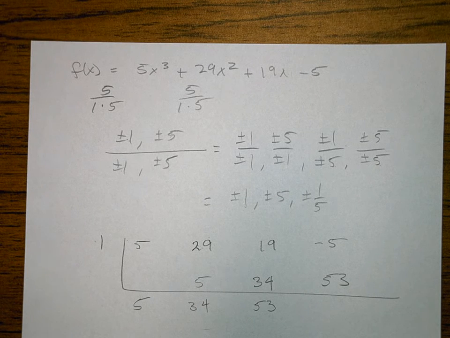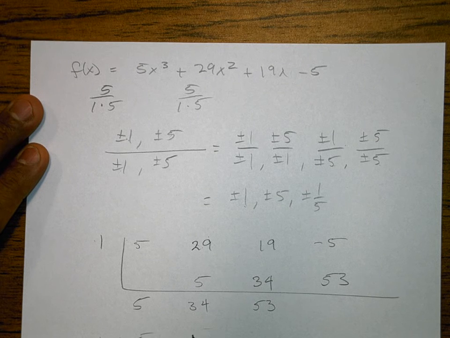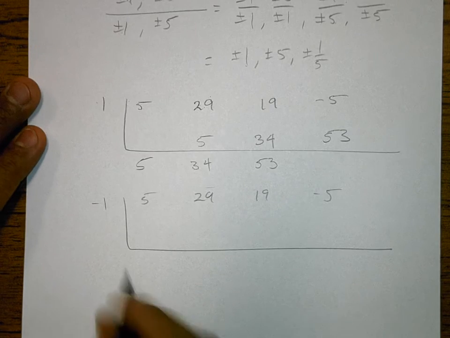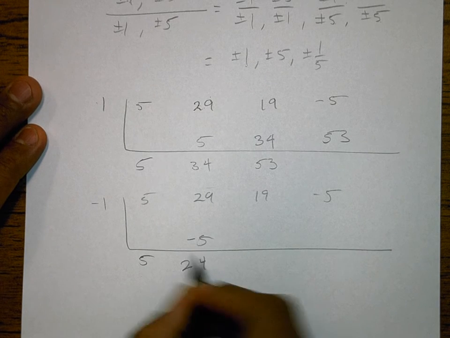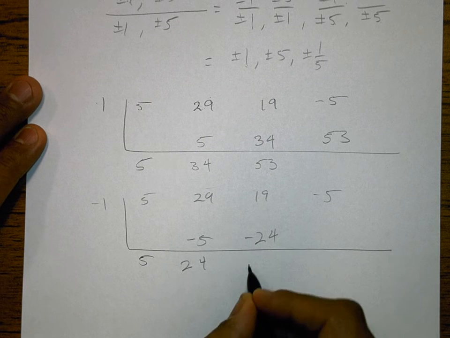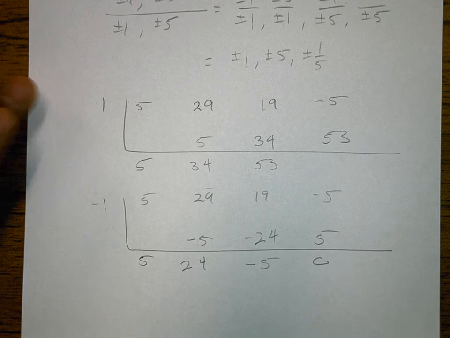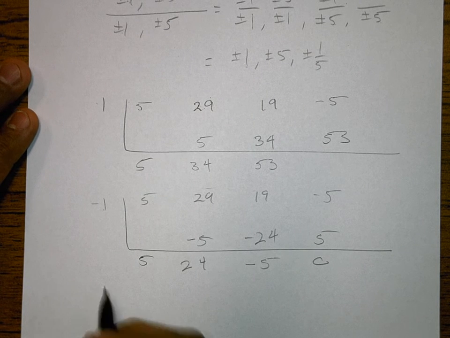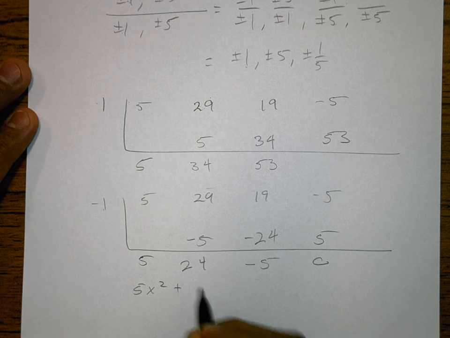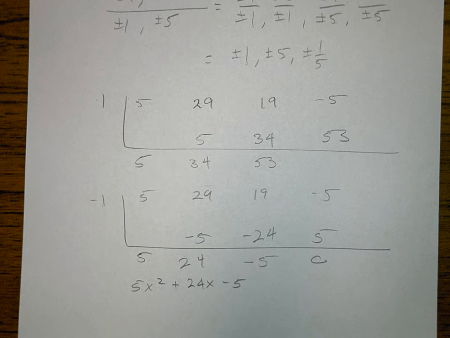Okay, so 1 did not work, so let's try negative 1. Okay, bring down the 5. Move this up for you. Bring down the 5, and then multiply 24, multiply negative 24, negative 5, multiply again, and that's a 0. Okay. So what this really means is that negative 1 is one of the factors. So what I really have here is 5x to the second plus 24x minus 5x, right? So I have that right there.